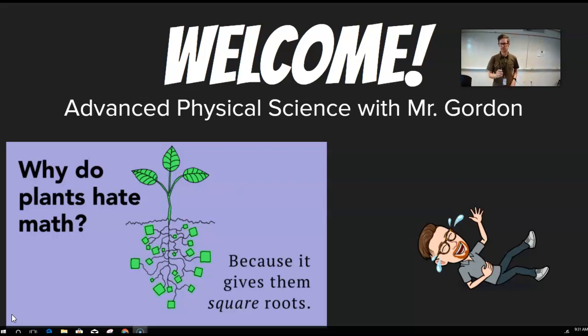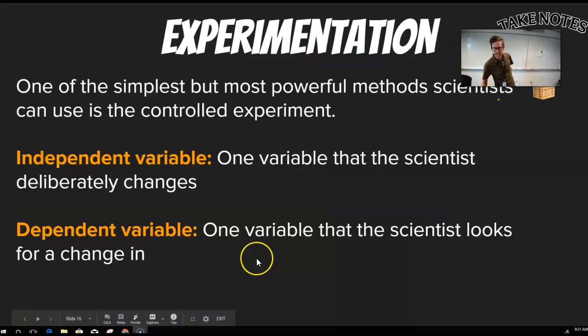But first, why do plants hate math? Is it because it gives them square roots? You're welcome. Let's see what we're talking about.